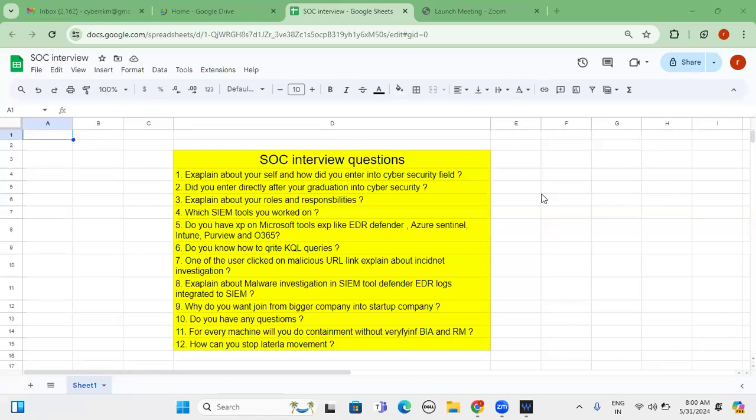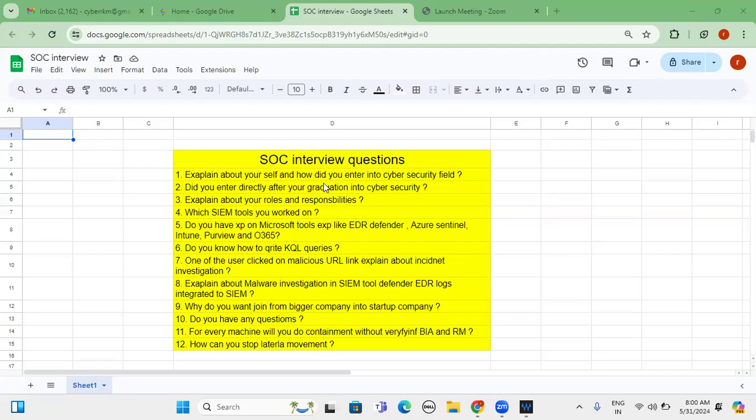So the first question they asked: explain about yourself and how did you enter into the cybersecurity field? That means here you have to explain about your graduation, your family background, and also how you entered the cybersecurity field. So it's like a personal-oriented question.